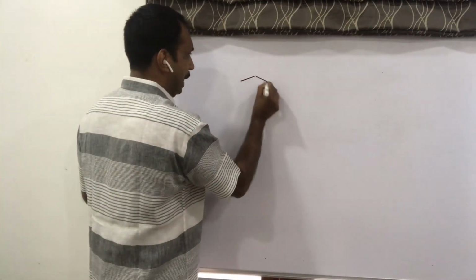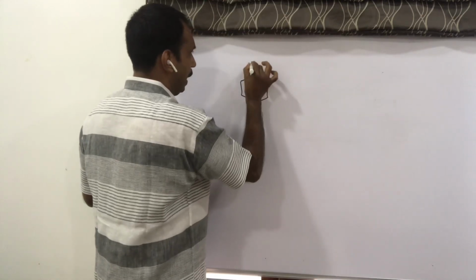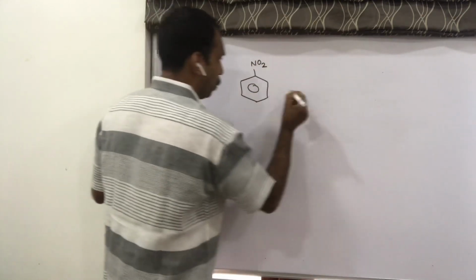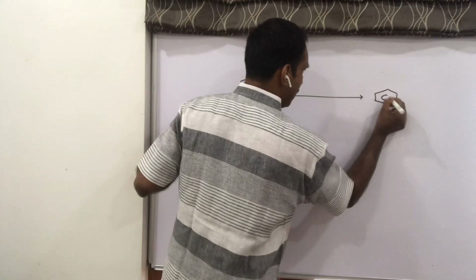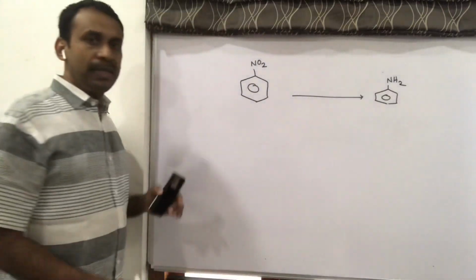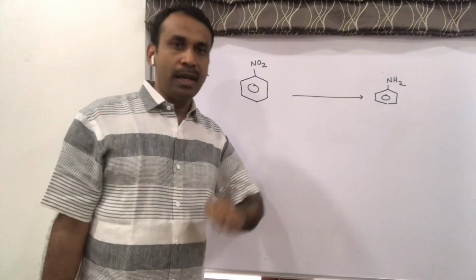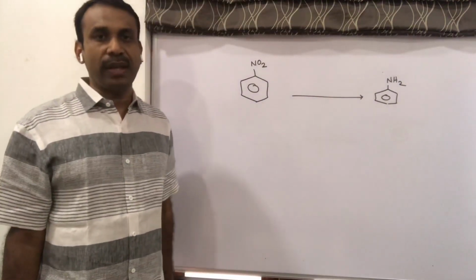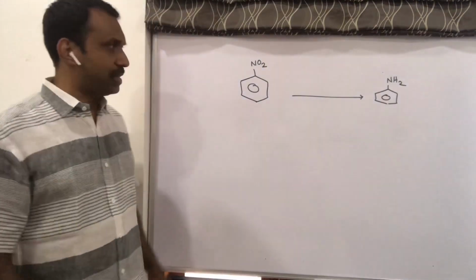Consider reduction of nitrobenzene to aniline. Now, this question was asked in the JEE exam. In a previous year JEE paper, this question was asked. Conversion of nitrobenzene to aniline. How much Faraday is required? How can we solve this problem? Just like the last two examples.